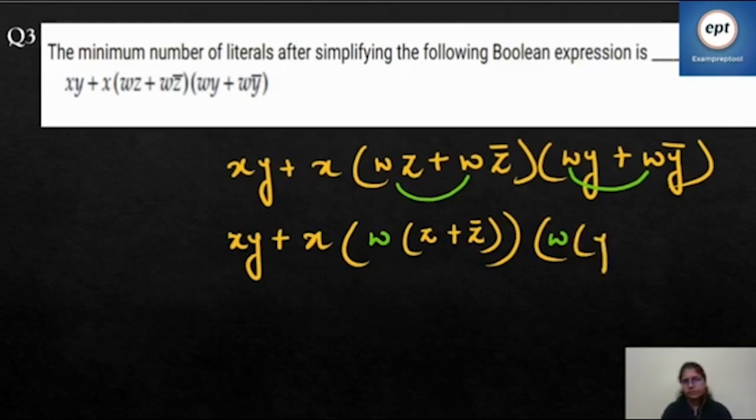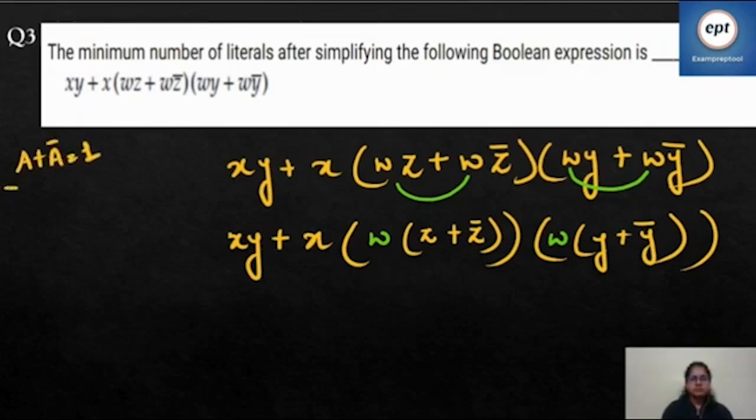It will be y plus y bar. So this is what the whole expression has become now. As you can see, a plus a bar is always equal to 1. If you consider the a value as 0, then a bar of 0 will be 1, so the expression will be 1.